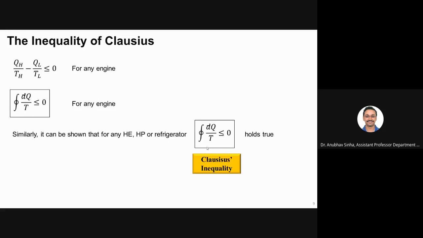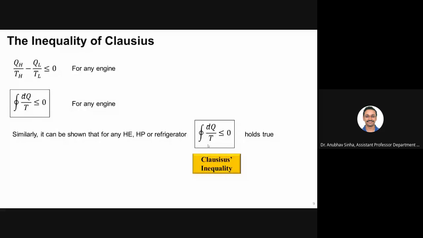Any questions on this? Is this clear, how we have ended up with this inequality? Fine.